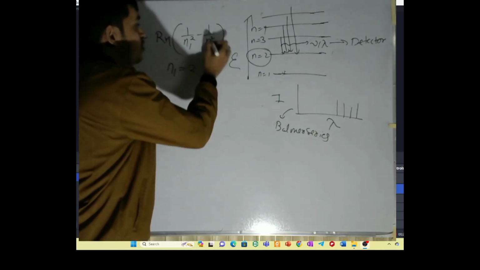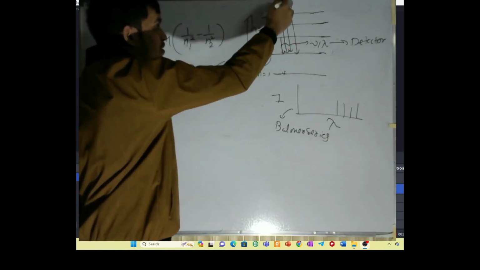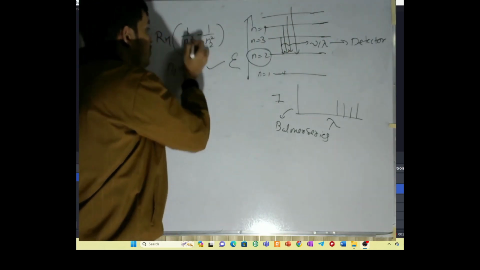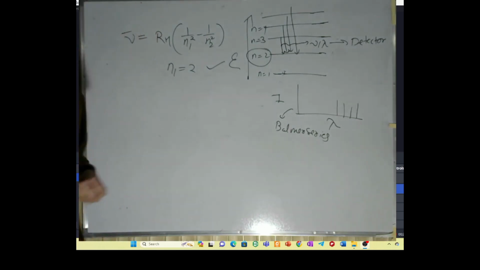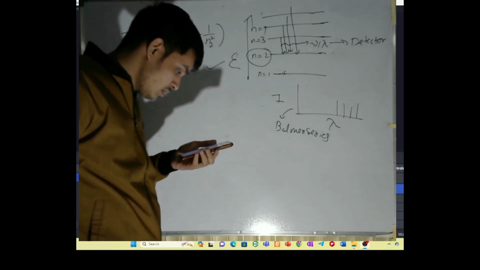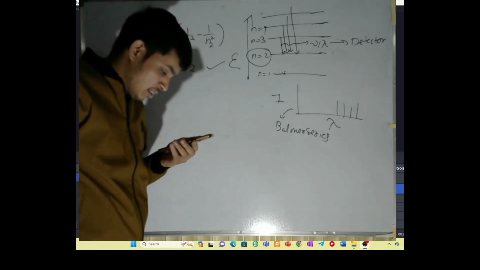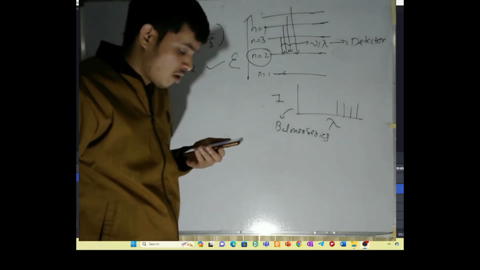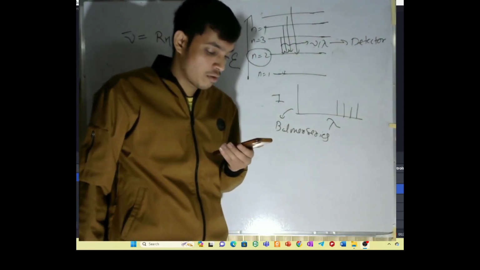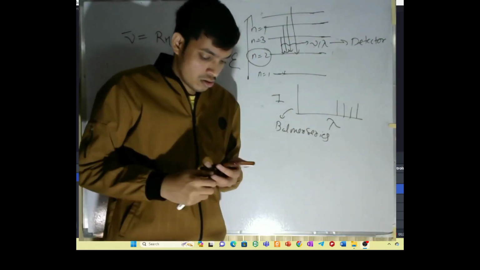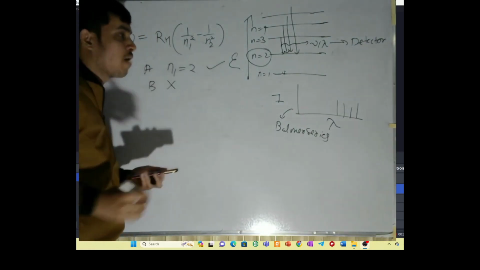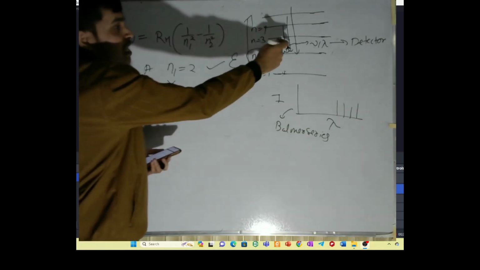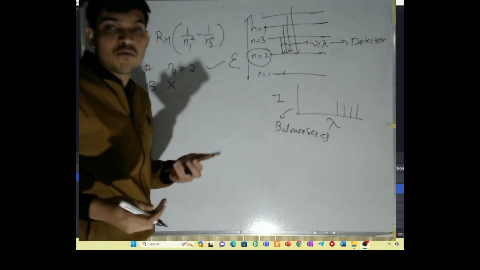So what is n2 here? n2 can be any state from where the electron comes back, but n1 is always fixed in the Balmer series, that is, n1 should be 2. Let's check another option, option B. It says that the ionization energy of hydrogen can be calculated from the wave number of these lines. So option A is correct, but B is incorrect. Why? Because can we calculate ionization energy with the help of this line?